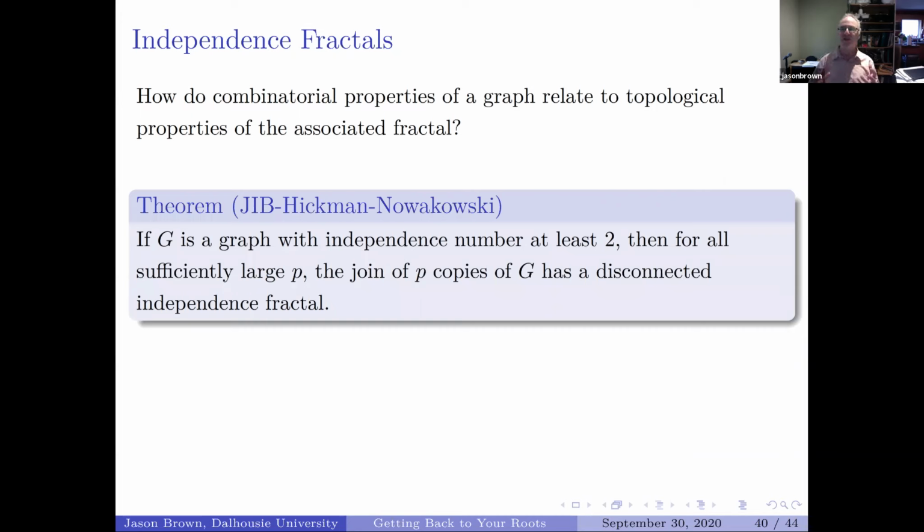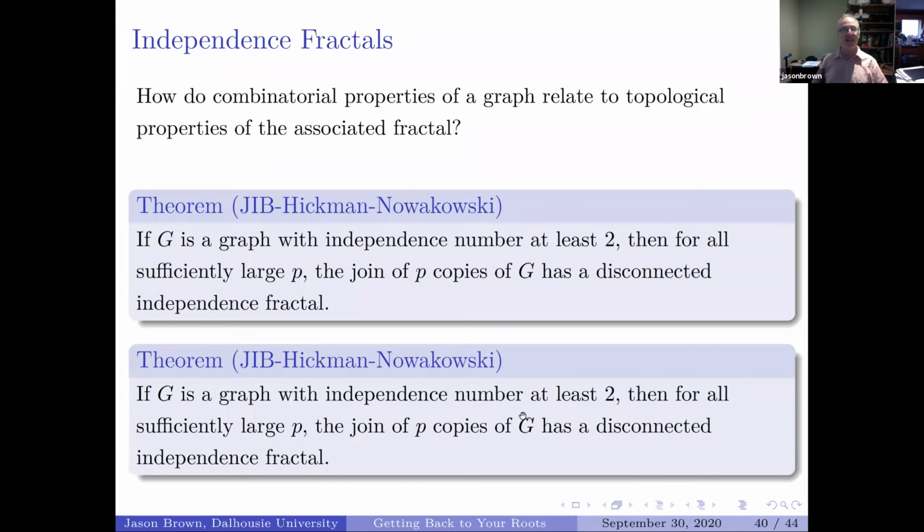This is what I like to do, connect up the mathematics, the analysis, to the combinatorial properties of the graph. So myself and my 2 co-authors could prove that if G is a graph with independence number at least 2, then if P is sufficiently large and we do a very simple operation of doing the join of P copies of G, eventually you'll get an independence fractal that's disconnected. And not only is it disconnected, it's what's called totally disconnected. It has no connected components, and breaks up into what's called fractal dust.